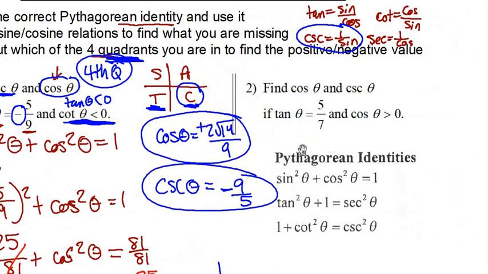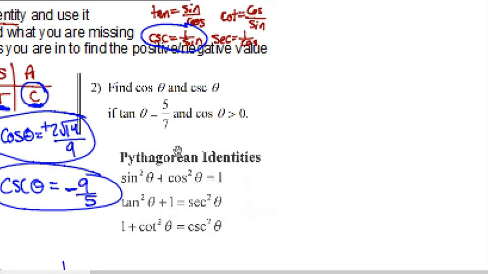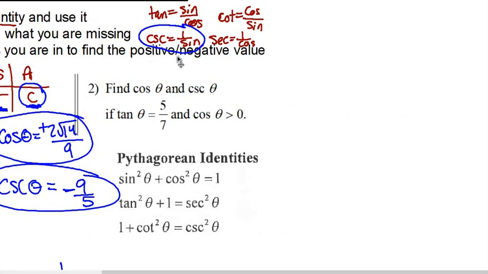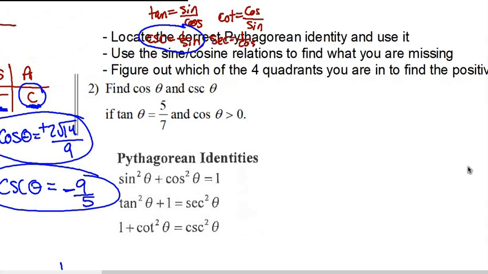So I encourage you to try to pause the video and see if you can do the next one right here, this other example, which is an example using cosine and cosecant, but this time they give us tangent to start.